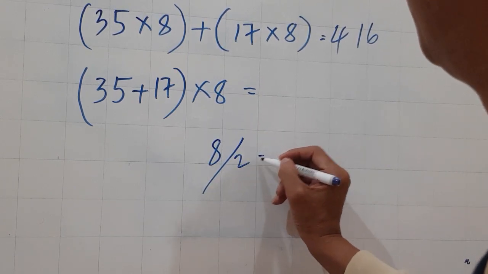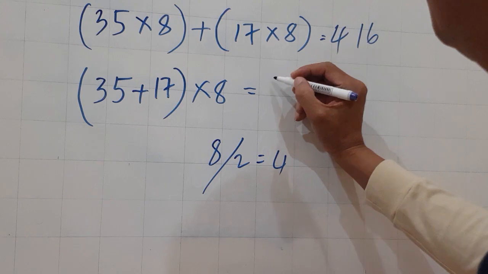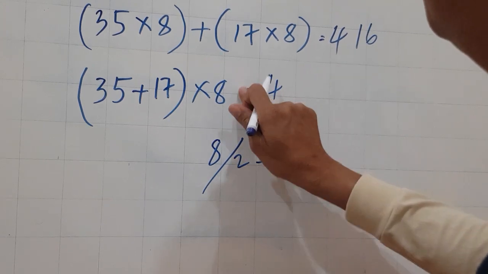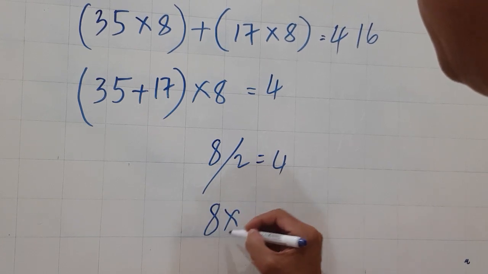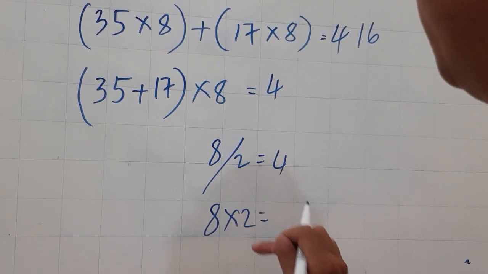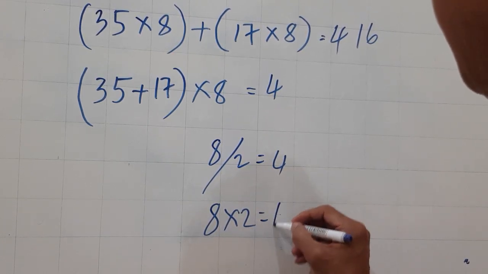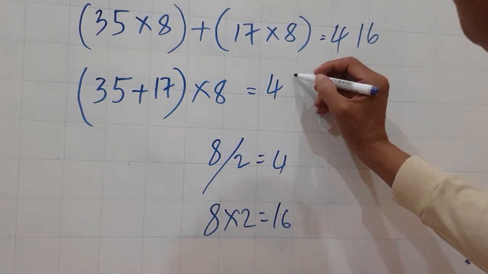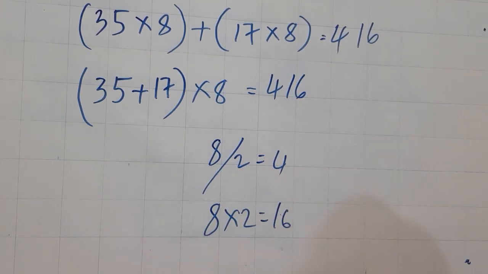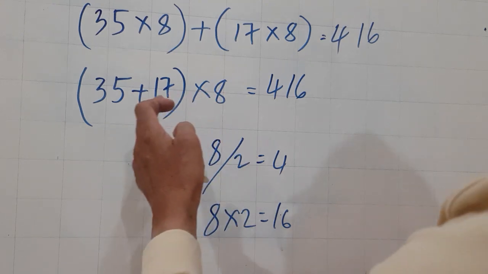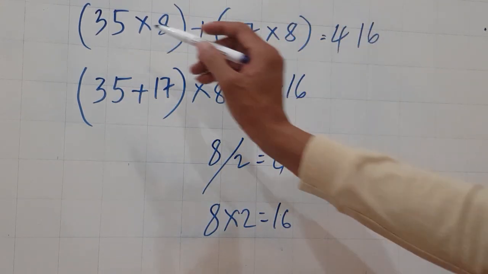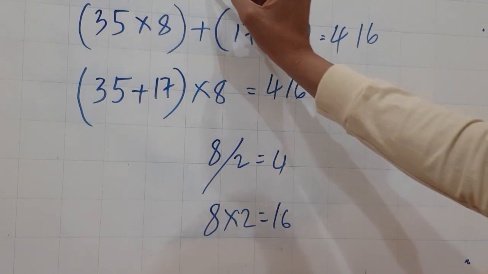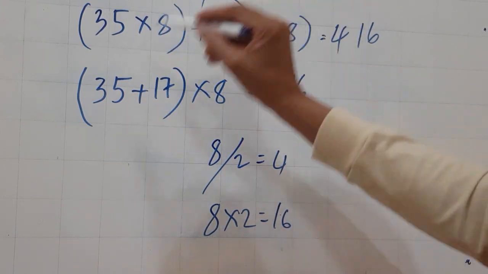8 divided by 2 is 4. Write down 4 here. 8 times 2 is 16. 16, write down here. So the result is 416. That means 35 plus 17 times 8.